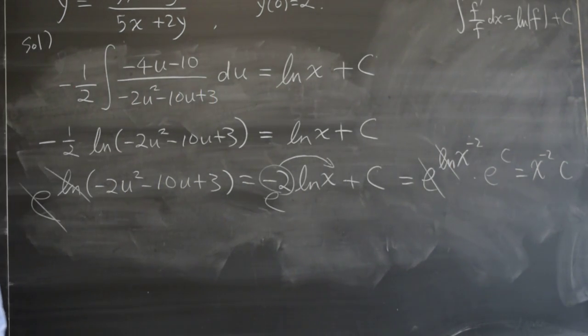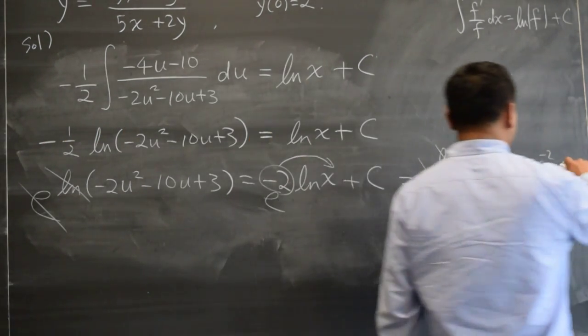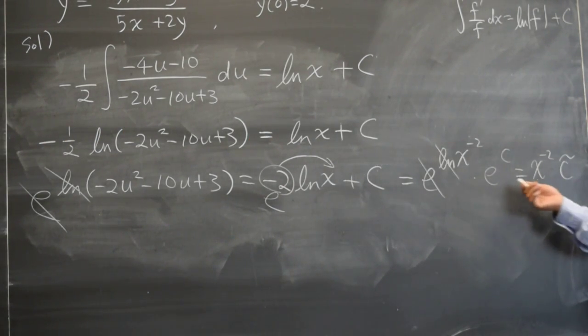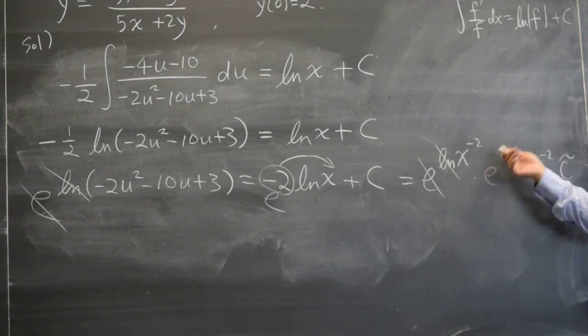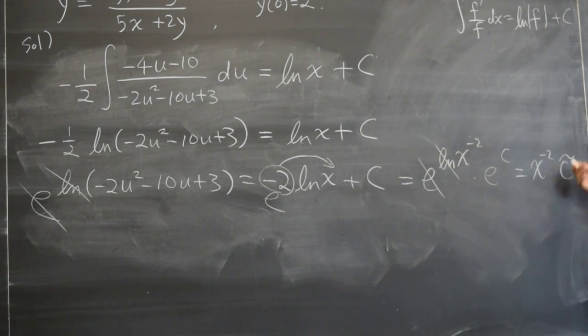The c is multiplying then? No, I'm just redefining e to the c as a c tilde. But this is just a constant. It never changes. It doesn't depend on x, right? This is also a constant. So at the end of the day, you can just remove the tilde and say just whatever constant it is, it should satisfy. So we're almost there.